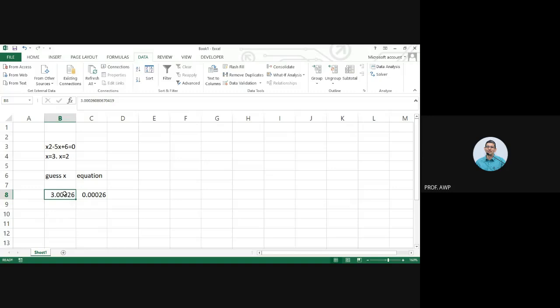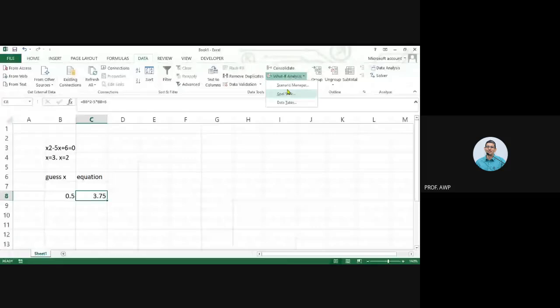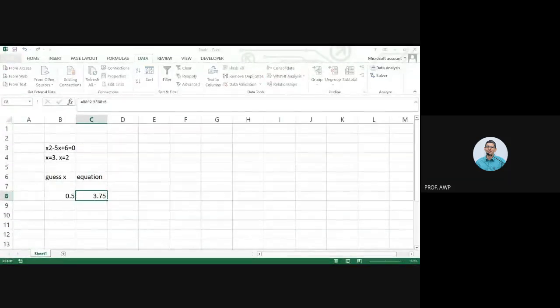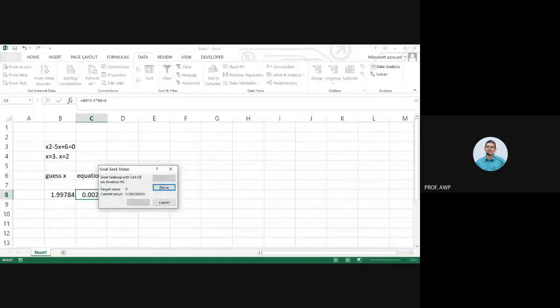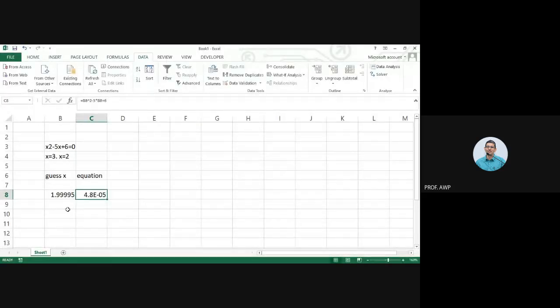Right? If you start with some other guess, let's say 0.5. Now again, if you want to do goal seek, you can do C8 to be value 0 by changing cell B8, and now it will give a value 1.9995, that is 2. Right? So Swaroop, will you try using Excel?